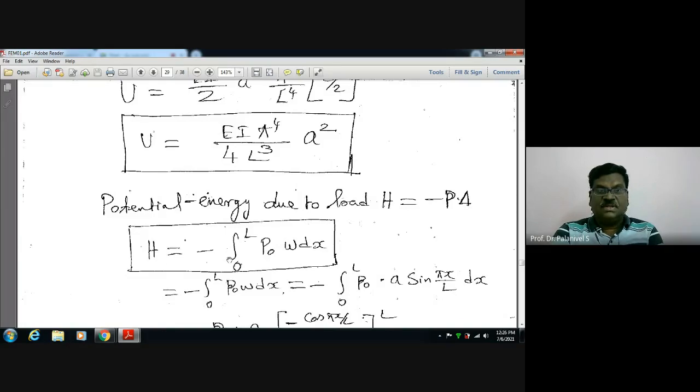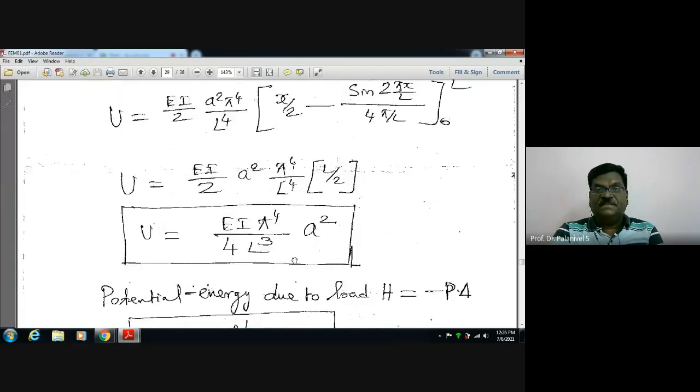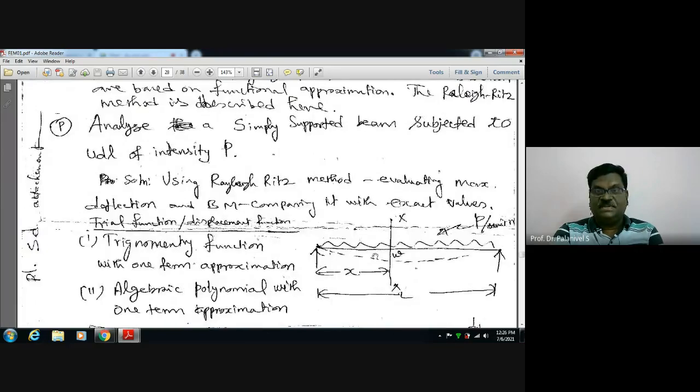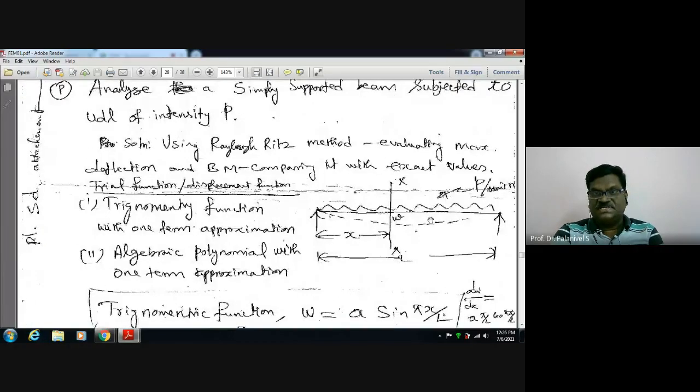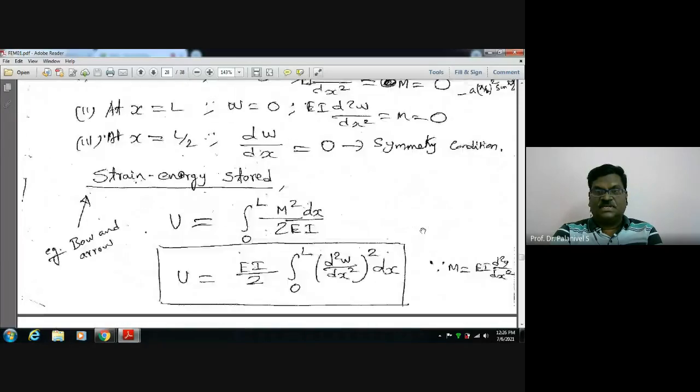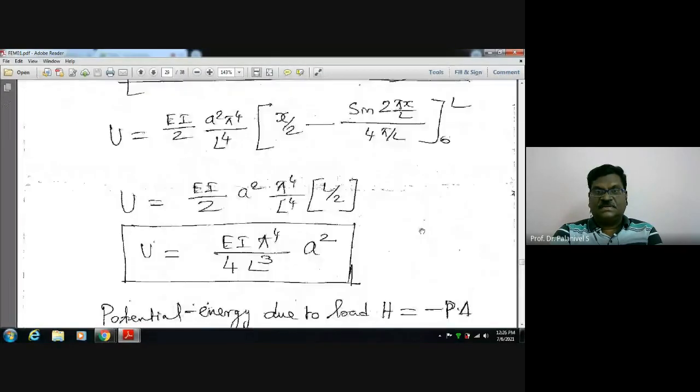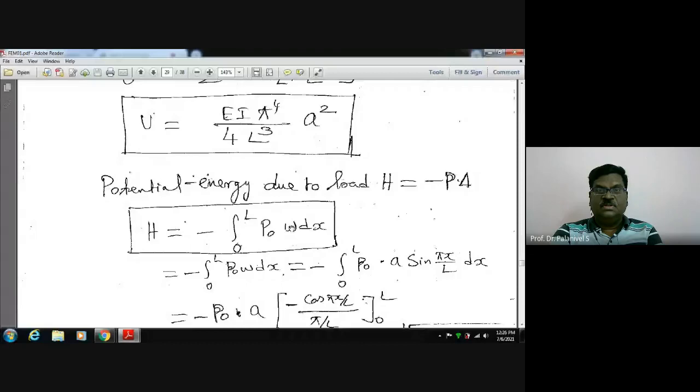So H equal to minus, in that beam, you take a small infinitesimal distance dx. What is the load here? P naught into dx is the force load for the infinitesimal distance dx, into the deflection there, W. Say the deflection there is small w. That's what is written here: P naught dx into W.